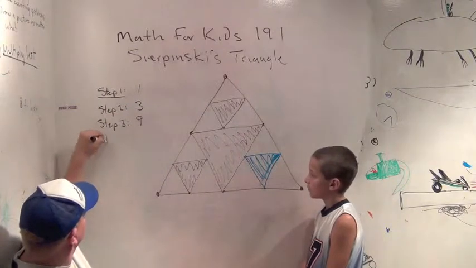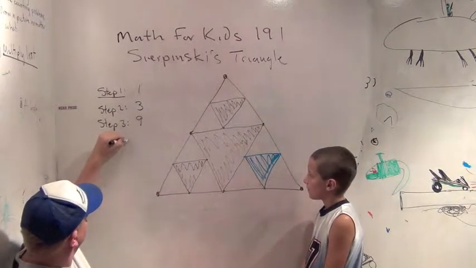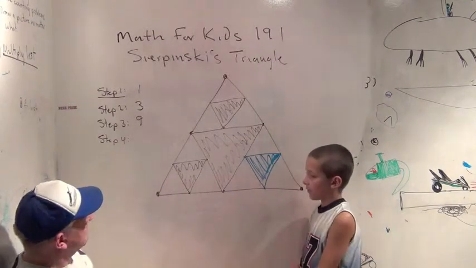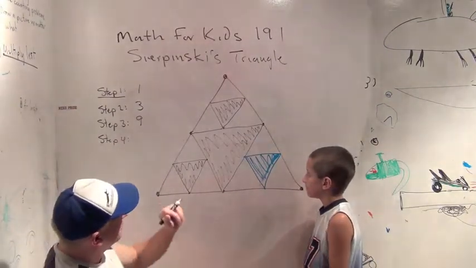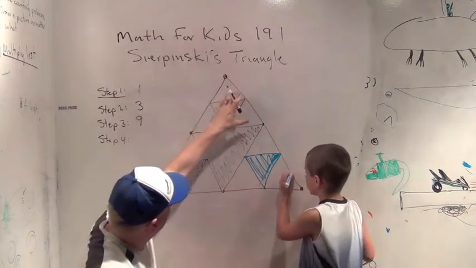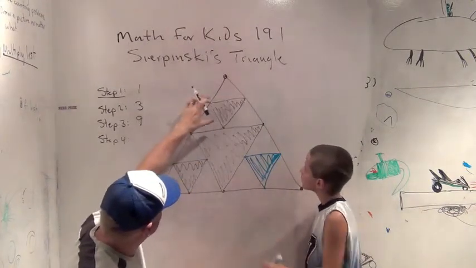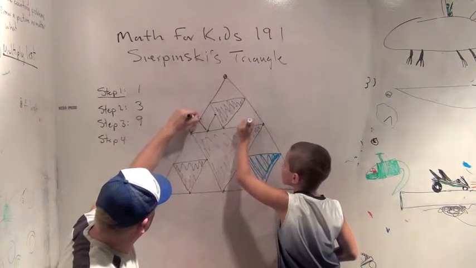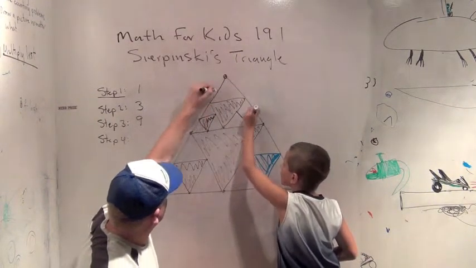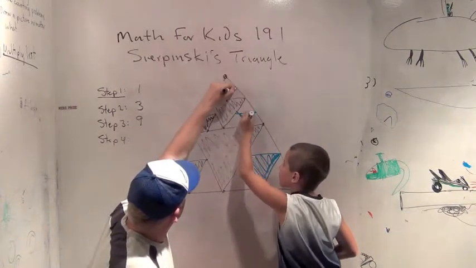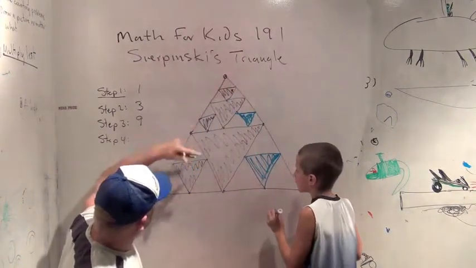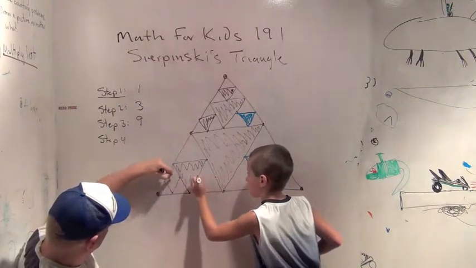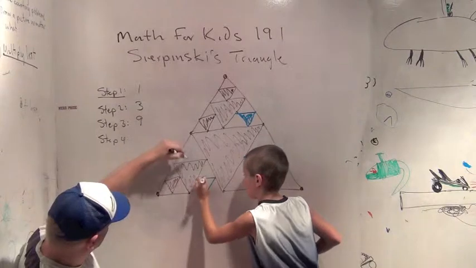What are you going to guess for the number of triangles on step 4? 27. Okay, what's the pattern? You just keep multiplying by 3. Okay, so let's do this carefully. Let's do these triangles up here first. Divide their sides in half. Take away the middle. Divide these sides in half. Take away the middle. Okay, now let's do these triangles over here. Divide in half. Take away the middle.